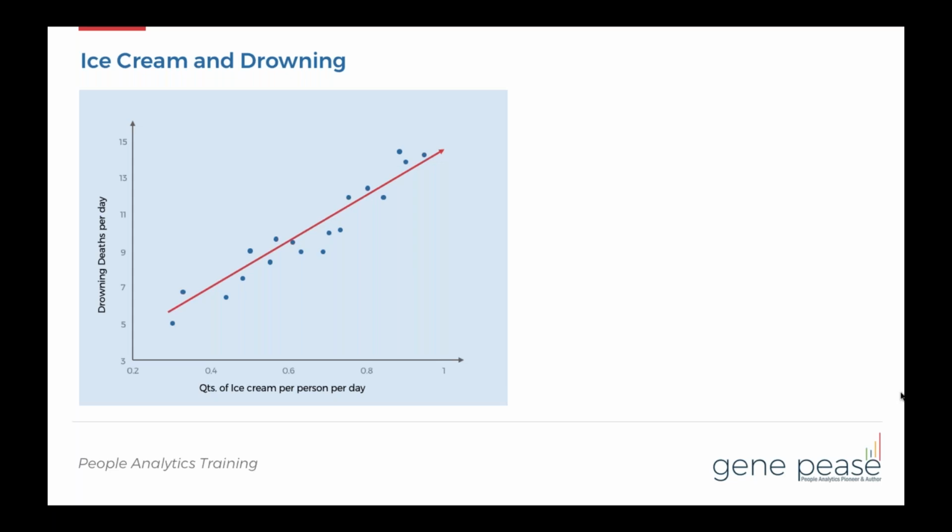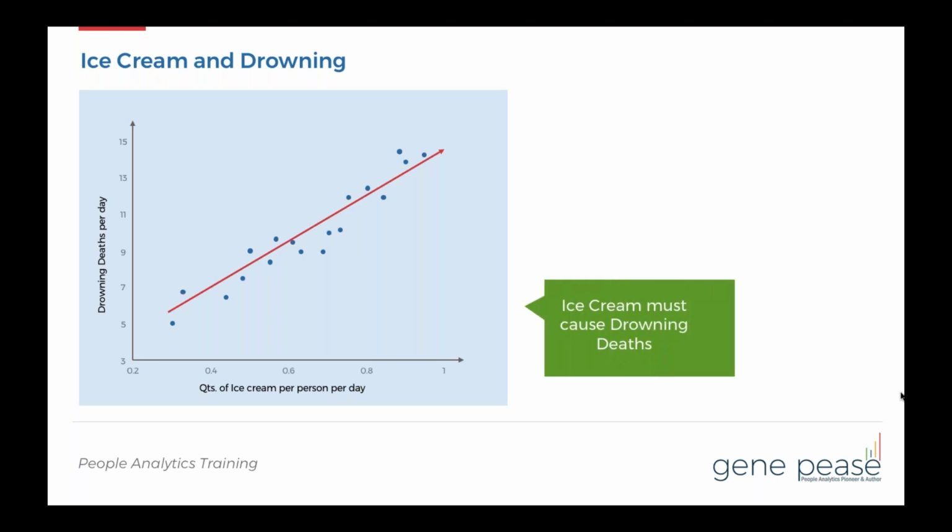So here's two sets of data that are very highly correlated. That is, the amount of drowning deaths per day is directly correlated to the quarts of ice cream consumed per day. And this is real data. So you have to conclude ice cream must cause drowning deaths. So to solve this problem, you would abolish all ice cream, which makes no sense. But statistically, this is a very highly correlated set of data. The reason is it's the sun.